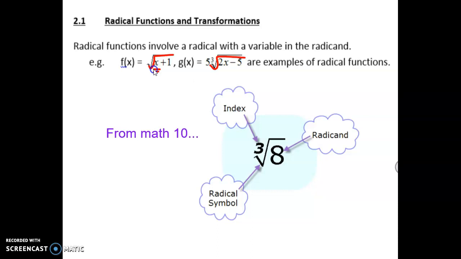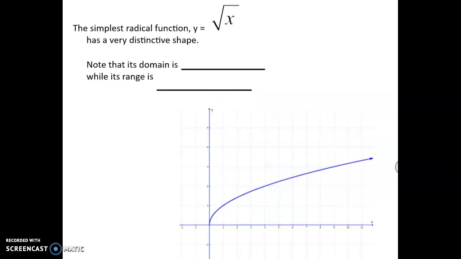If there's no number there, remember that means it's a square root. So if there's no number, the index would actually be 2. It'd be a square root. And then we have the radical symbol. Again, any radical function has a root with a variable underneath the root. The simplest radical function that you could have would be the square root of x.